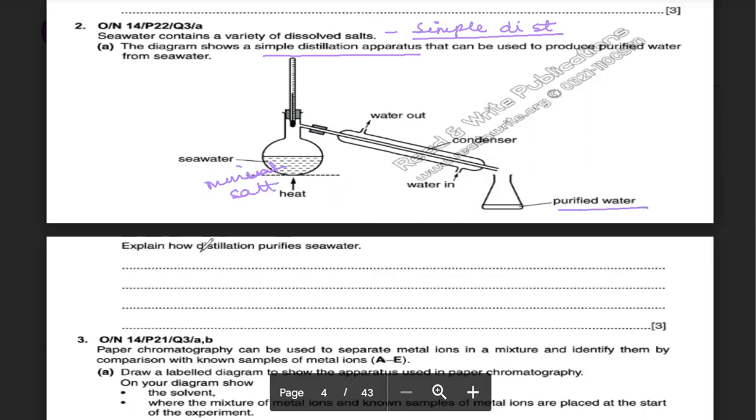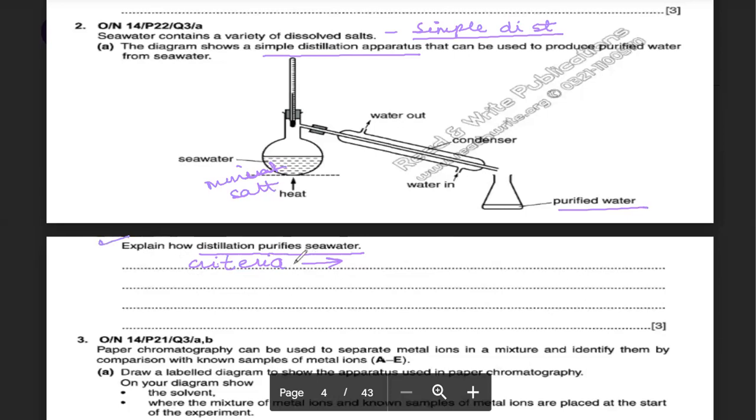Now they're asking, explain how the distillation purifies seawater. So first of all, you will write the criteria and principle of simple distillation. What is the criteria? The components of the mixture whose boiling points are close, or where you need to separate out the solvent from a solution, we perform simple distillation.